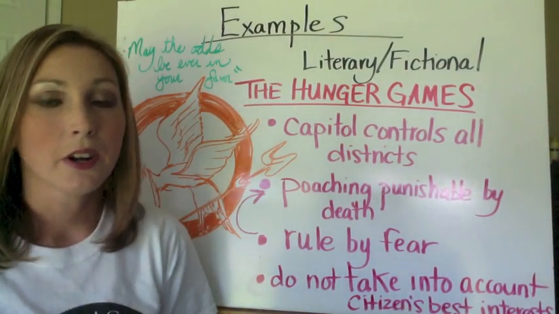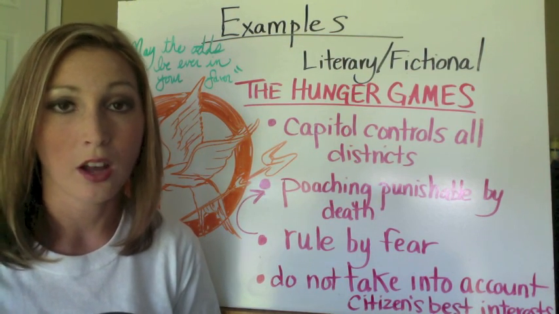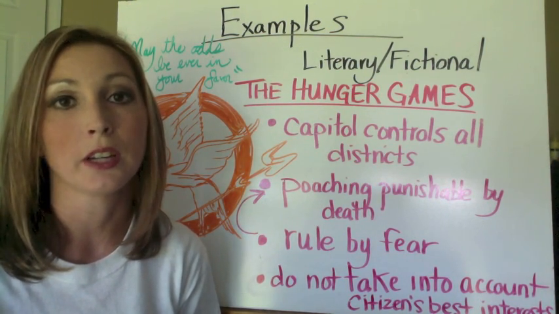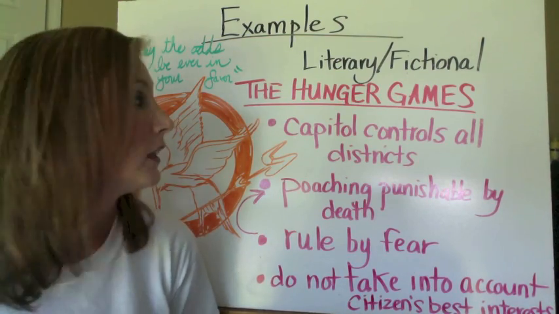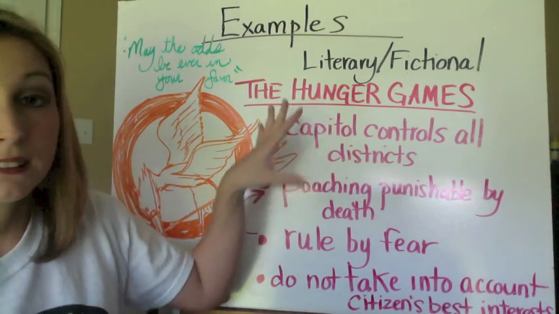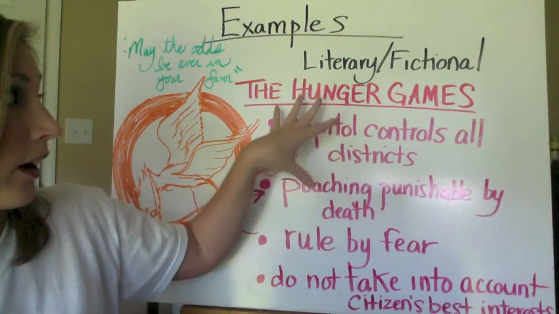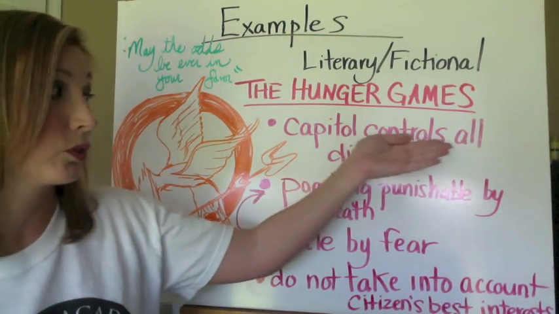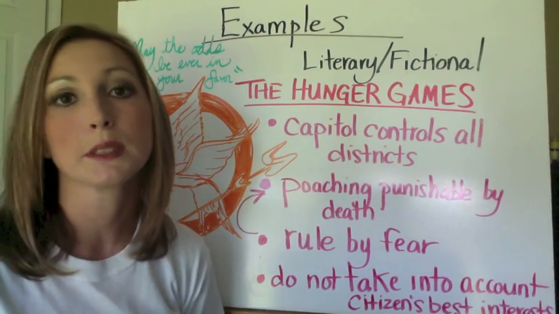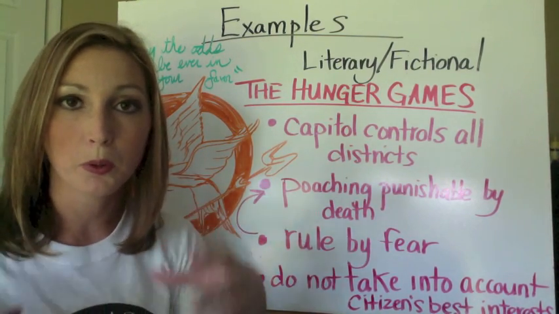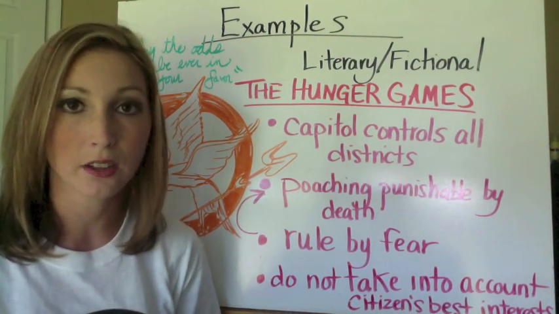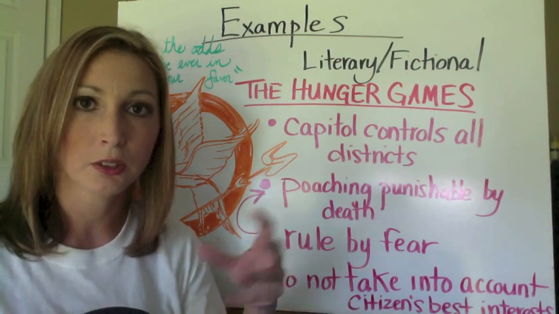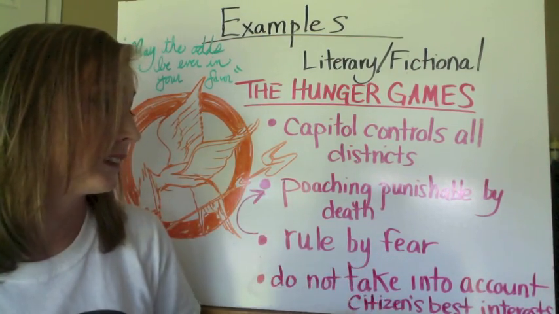A literary or fictional example of an oligarchy is found in The Hunger Games. Most of you are familiar with The Hunger Games by Suzanne Collins. The characteristics that categorize the government in The Hunger Games as an oligarchy would be the Capitol controls all districts. The Capitol is a small group of people who control all the districts in The Hunger Games. They also have unreasonable rules that don't take the best interests of the citizens into heart.